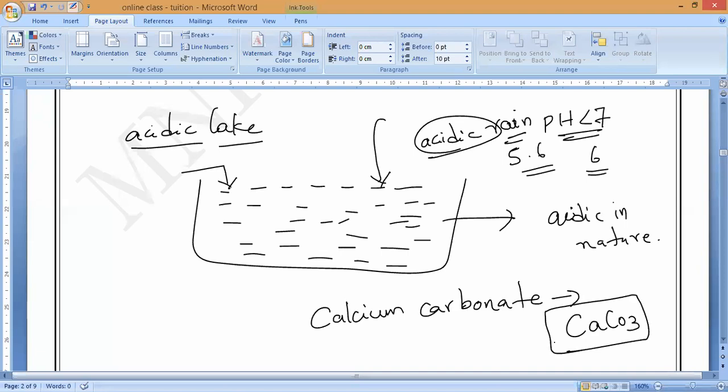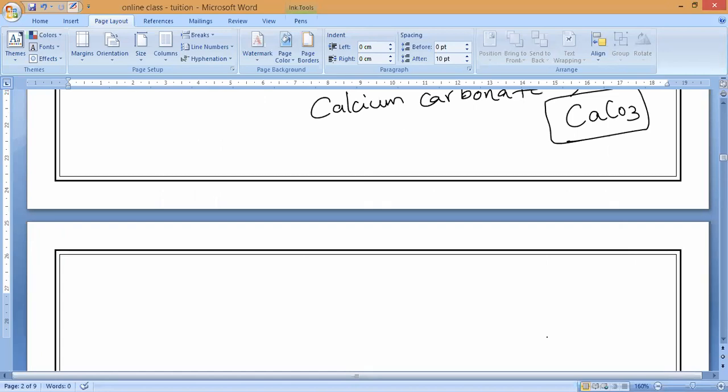So why, sir? What is the reason behind it? Because this calcium carbonate, when added to the acidic lake water, will neutralize the acid that comes from the acid rain. It will prevent the fish in the lake from being killed. It will stop the killing of fish because of acid rain, and it will neutralize the pH value of acidic water. Do you understand? Yes, sir.